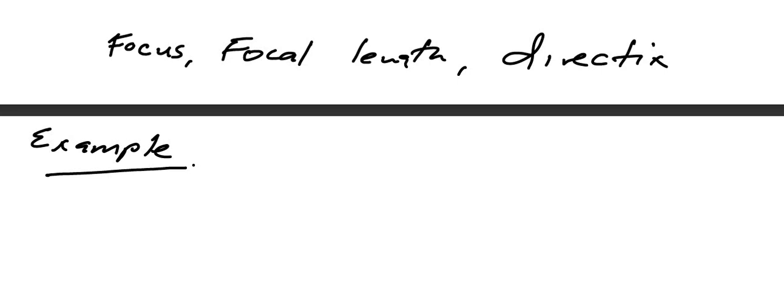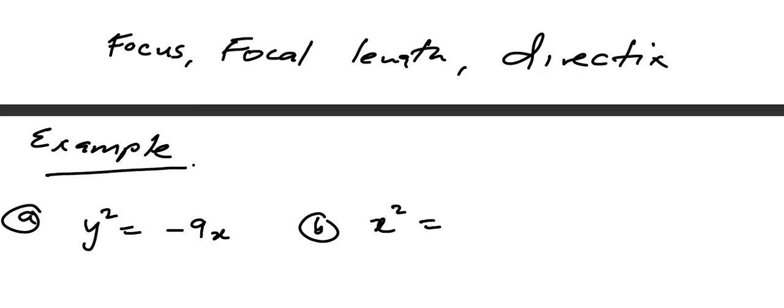The example here says, find the focus and directrix for each of the following parabolas and sketch the graph. I'll give you all the 4 questions that are here. So A: y squared is equal to negative 9x. Then for B, you have x squared. Okay, these 2 are going to be enough. Then the other 2 will be yours to handle.